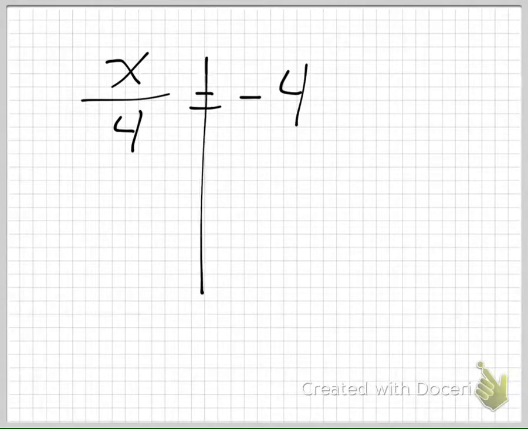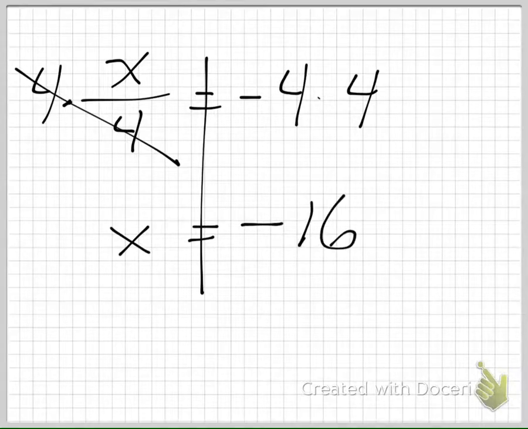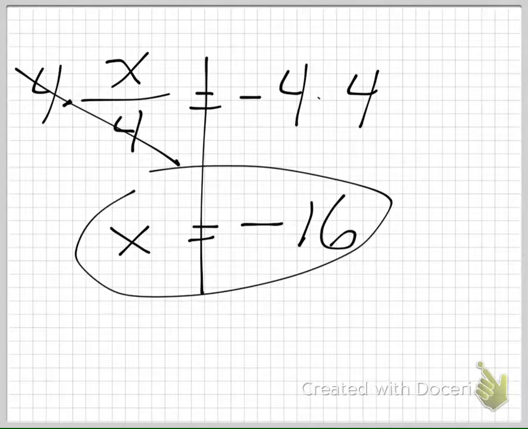Line down the equal sign. Is the variable happy? No. What's going on? He's being divided by 4. What's the opposite of divide by 4? Multiply by 4. Why did I multiply by 4 again? To get rid of that 4. X equals negative 4 times 4 is negative 16, right? Negative times a positive is a negative. Okay.